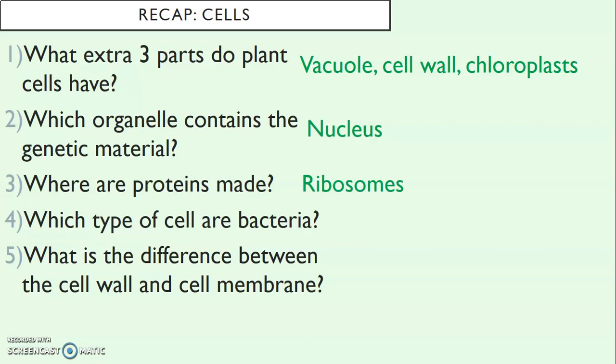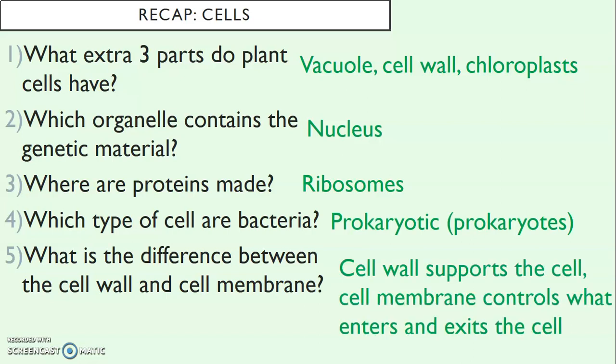Which type of cell are bacteria? Bacteria are prokaryotic or prokaryotes. It's just whether you're talking about one or many. The difference between a cell wall and the cell membrane: you could talk about the position, but what I've put down is the function. So the cell wall supports the cell, the membrane controls what enters and exits the cell.